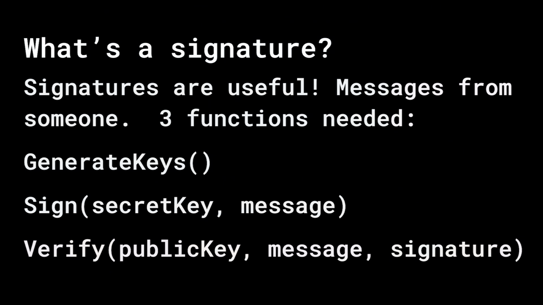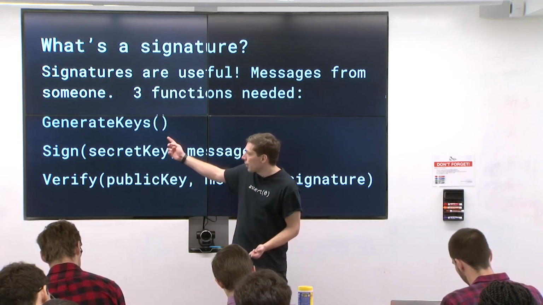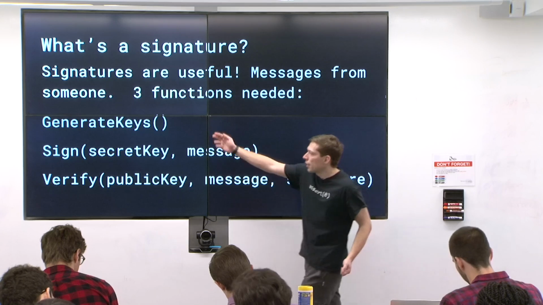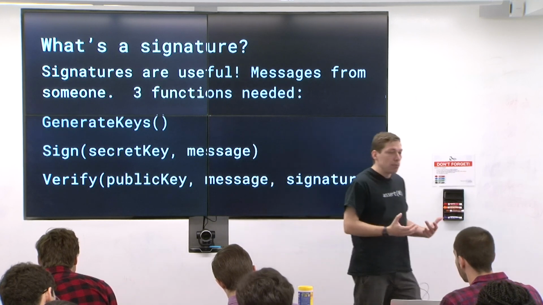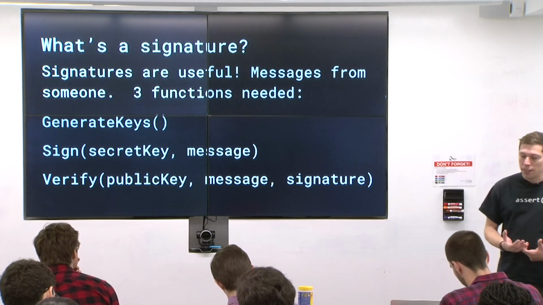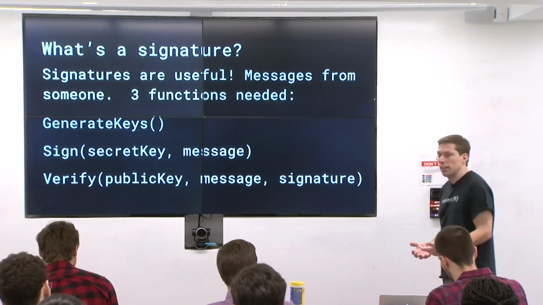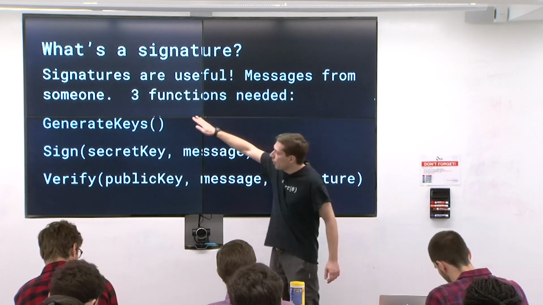What is a signature? It's useful, and it's a message signed by someone. I'll define what a signature is through the functions that it uses. There are 3 functions that allow you to create a signature scheme: generate keys, sign, and verify. Generate keys, you make a secret key and a public key. The idea is there's a public key, which is your identity, and a secret key which only you control, and you use that to prove your identity and prove that these messages are signed by you. So you generate a key pair.